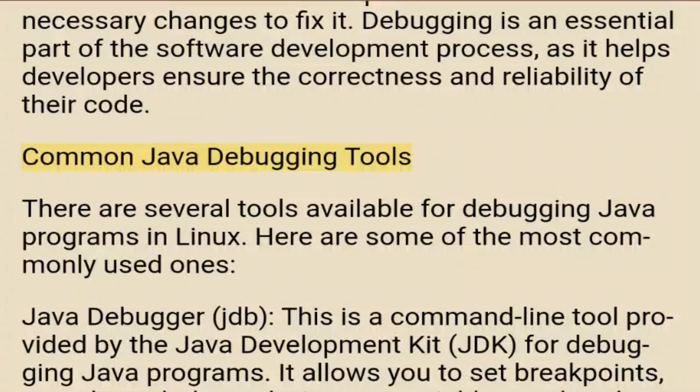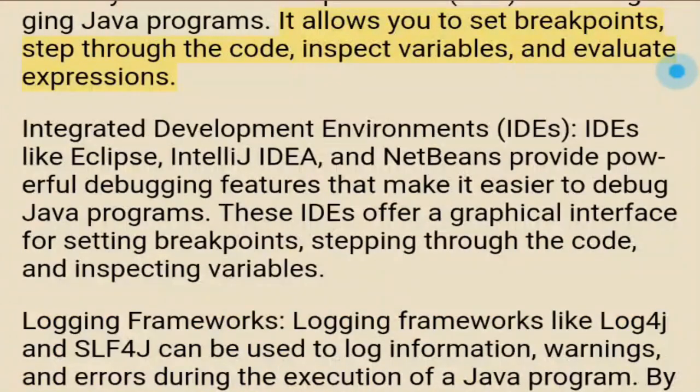Common Java debugging tools. There are several tools available for debugging Java programs in Linux. Here are some of the most commonly used ones. Java Debugger (JDB). This is a command line tool provided by the Java Development Kit (JDK) for debugging Java programs. It allows you to set breakpoints, step through the code, inspect variables, and evaluate expressions.